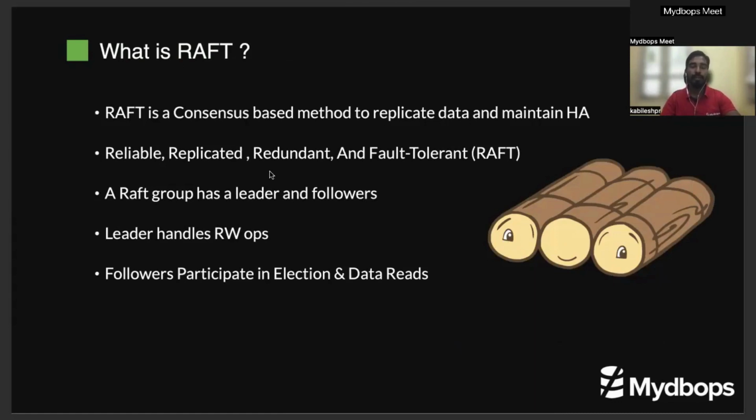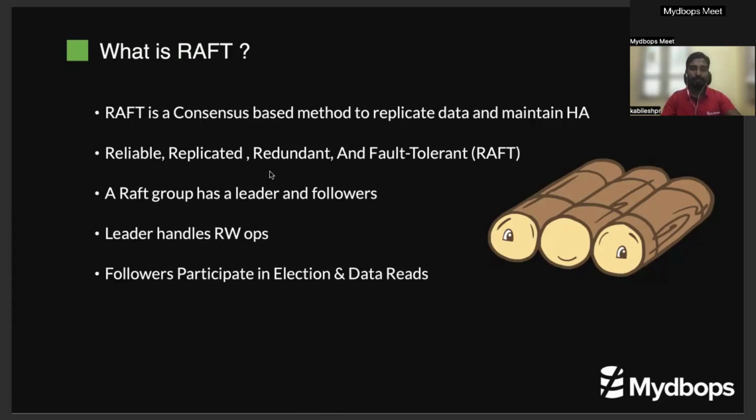So Raft is a consensus algorithm which is used to replicate the data as well as to maintain high availability of the data among the nodes. Okay. So what is the abbreviation of Raft? Raft stands for reliable, replicated, redundant, and fault tolerant. This is the abbreviation for Raft.